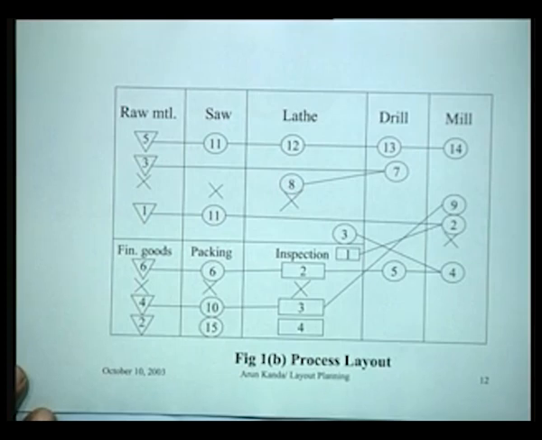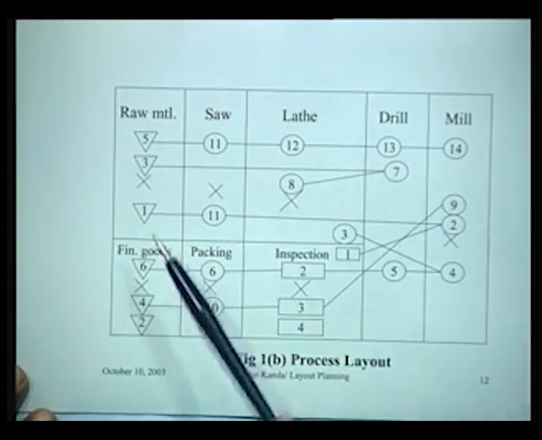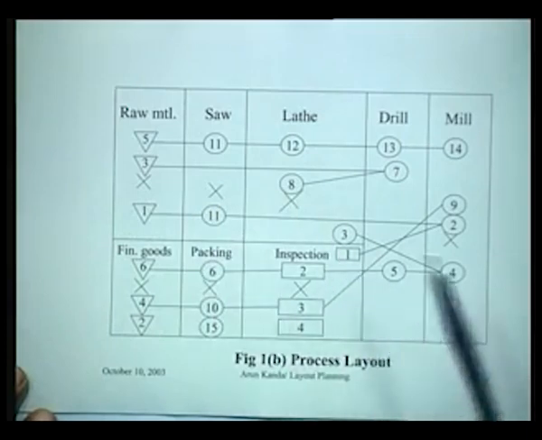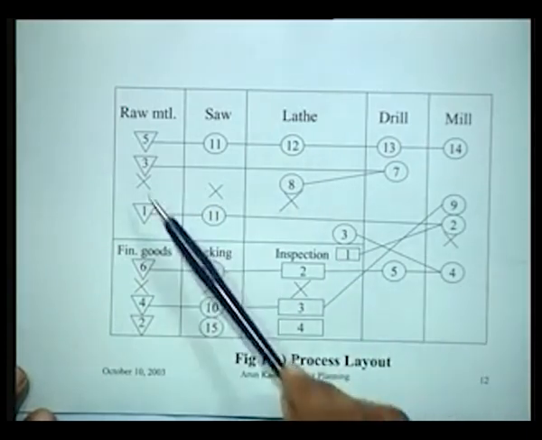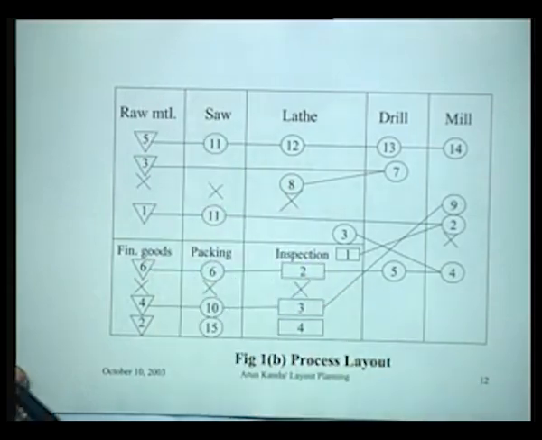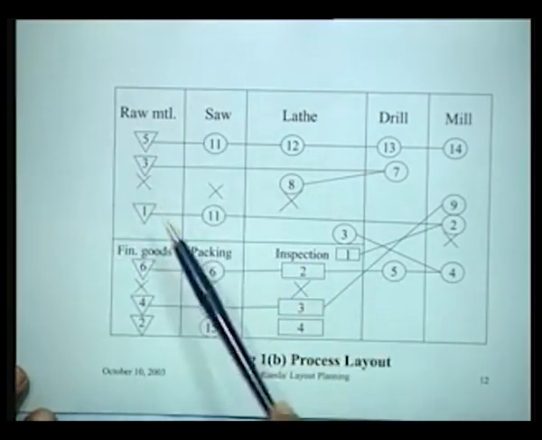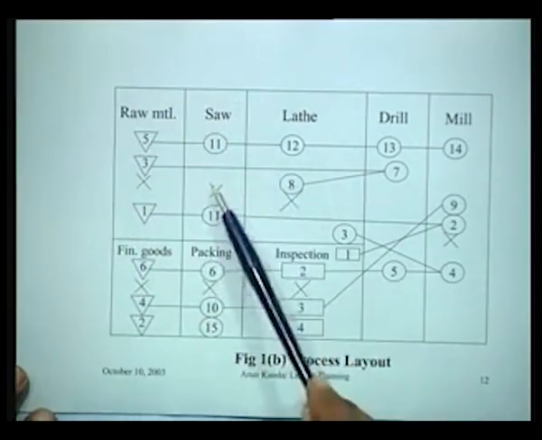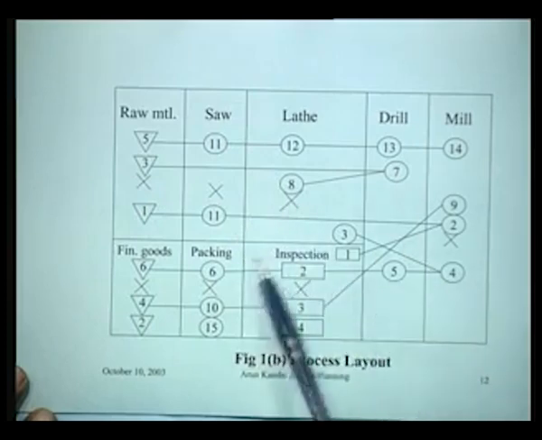What are the crosses that have been made? I think these crosses are supposed to be the centroids of these individual departments. So if you have a raw material store, this is the center. If this is the one, this is the centroid, this is the centroid, this is the centroid. We will need them later.